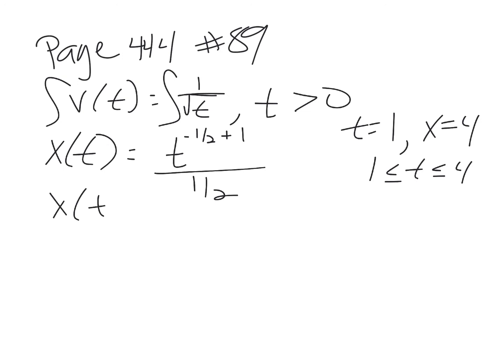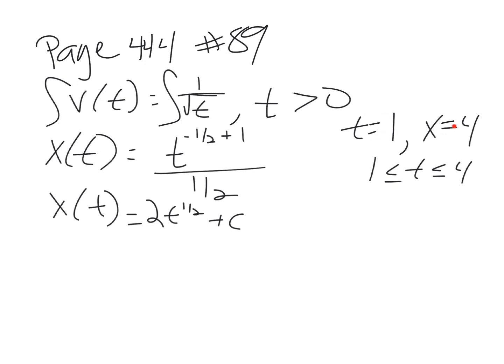So your position function is going to be t to the 1/2, because negative 1/2 plus 1 is 1/2. When you divide by 1/2, you flip it and multiply, so it's going to be 2t to the 1/2. Okay? Now, that's plus c. Right? I don't know what my plus c is. That's why I gave you this bit of information.